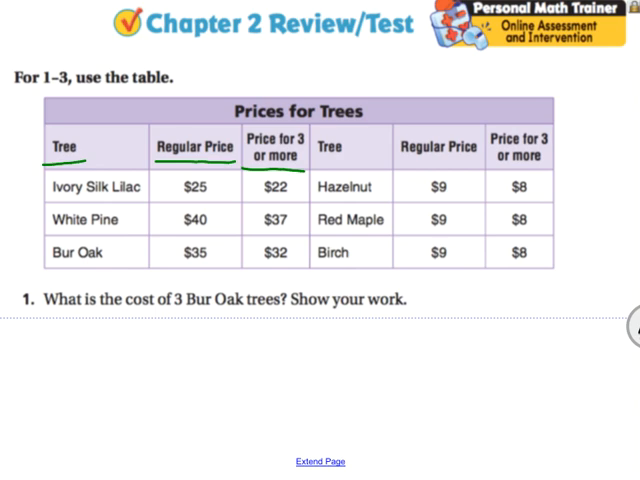So we really have to be careful when answering these questions that we pay attention to how many we're actually buying. And we have to decide if we're going to be paying the regular price or the price for 3 or more. Okay, that's very important here. So now we're going to go to question number 1. What is the cost of 3 bur oak trees? Show your work. Okay, so if I go to the table, I'm looking for bur oak trees.